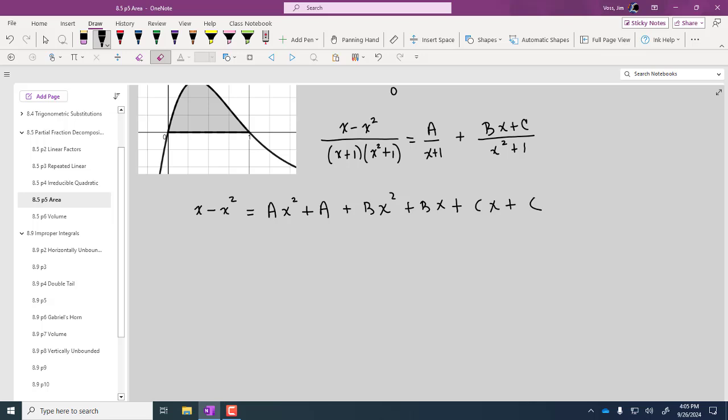Notice that if you plug in 0, you get nothing. Natural log of 1 is 0, arctan of 0 is 0. So all we care about is the 1. So we get minus natural log of 2 plus arctan of 1, pi over 4. So there is the area. And you can't simplify that anymore, correct? Yeah, that's as far as we can go.